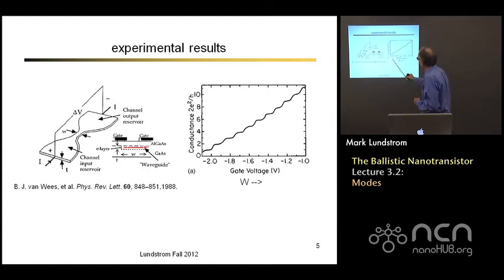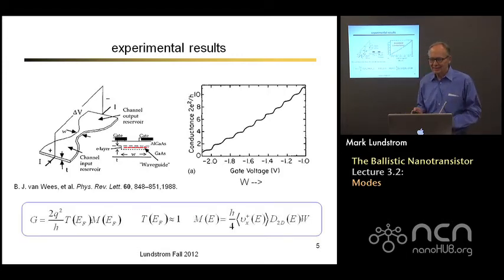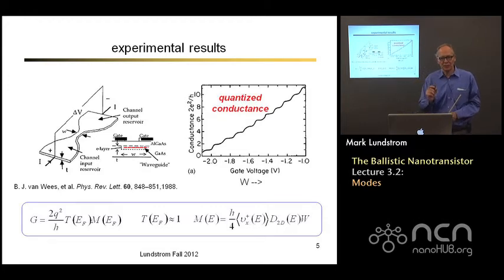It increases in discrete steps, and this conductance is plotted in units of 2q squared over h. So it starts at some level. If you make it a little bit wider, it increases by 2q squared over h, another 2q squared over h. So the important point is that the conductance is quantized in these steps of 2q squared over h.